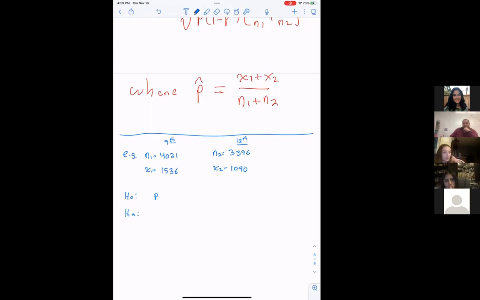Oh, P1 and P2. What about P1 and P2? What does a null hypothesis claim? I know, is it going to say it's equal to, and then you put 1090?